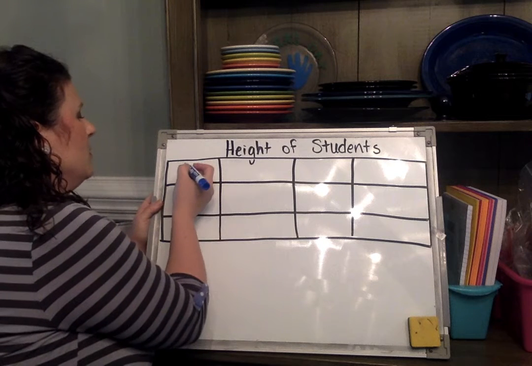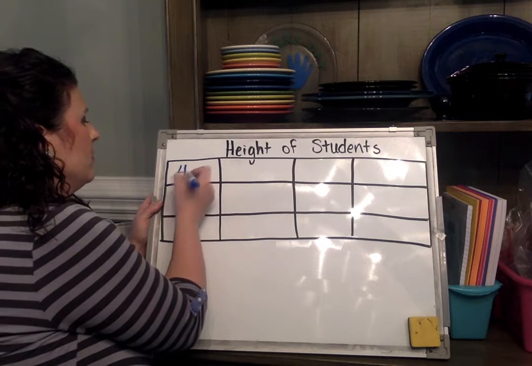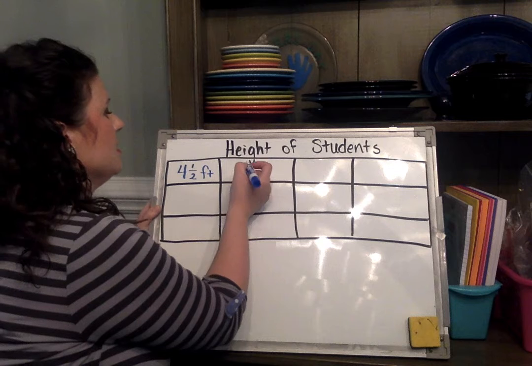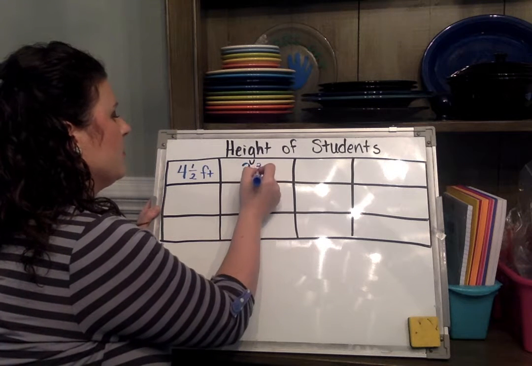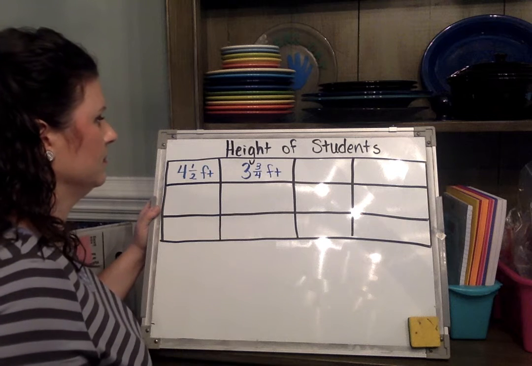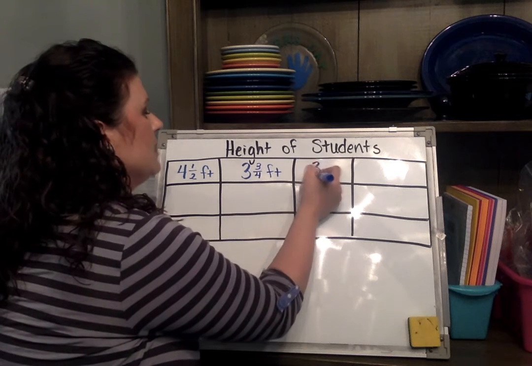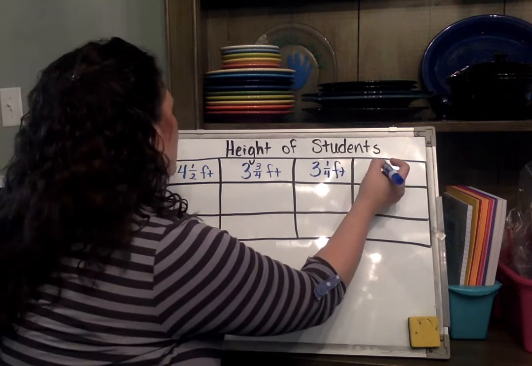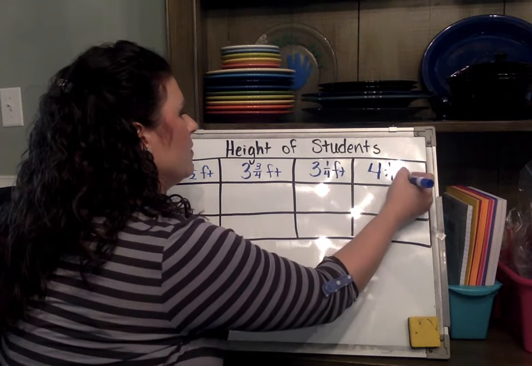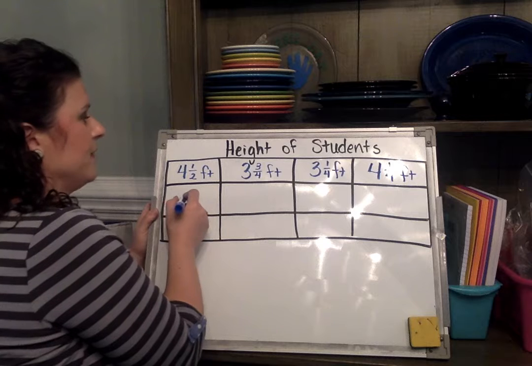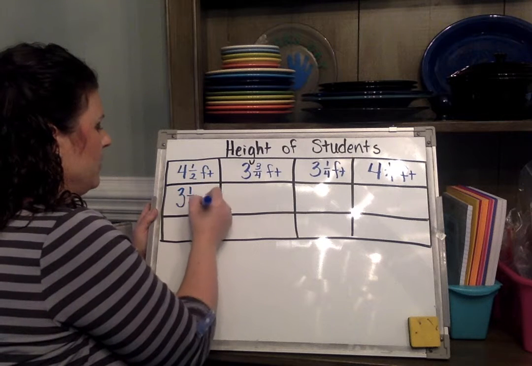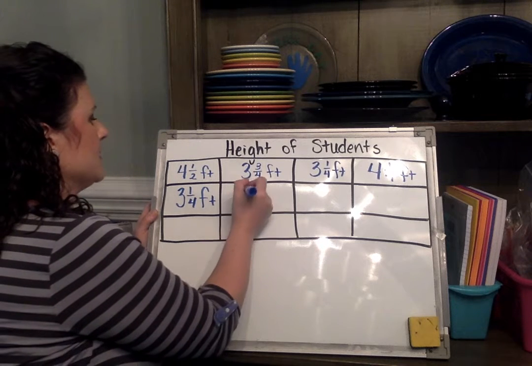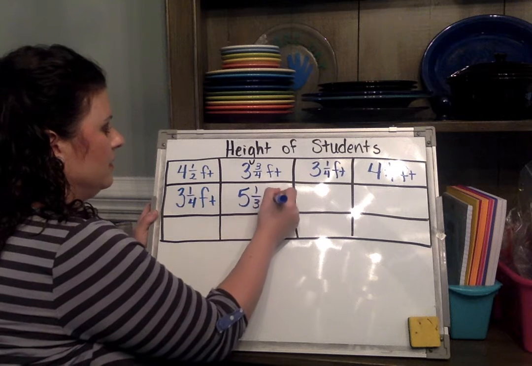Student 1 is 4.5 feet tall. Pretty tall. Student 2 is 3 3/4 feet tall. Student 3 is 3 1/4 feet tall. Student 4 is 4 1/4 feet tall. Student 5 is 3 1/4 feet tall. Student 6 is 5 1/3 feet tall.